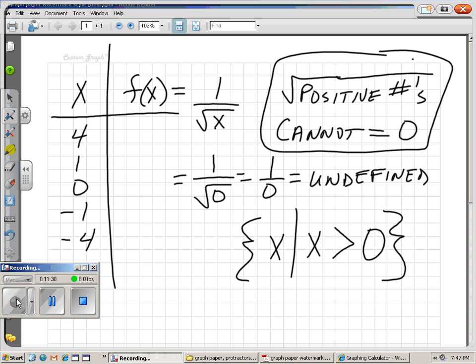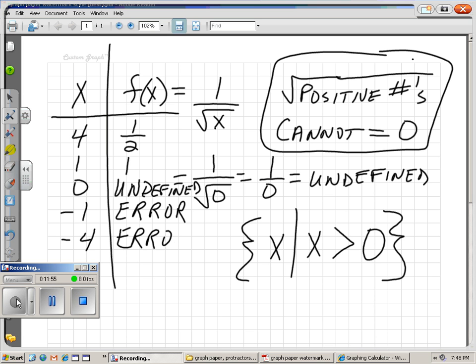All right, here's what your table would look like. If I put 4 in for x, it's 1 over square root of 4, which is 1 over 2. If I put 1 in for x, it's 1 over square root of 1, which works out being 1. If I put 0 in for x, there I'm undefined. And actually your calculator is going to say error. Same thing for the negative numbers. 1 over the square root of a negative number is going to produce an error on your calculator. So that's what your table is going to look like. So the cutoff point for your domain is right here. That's where it stops producing real y's.